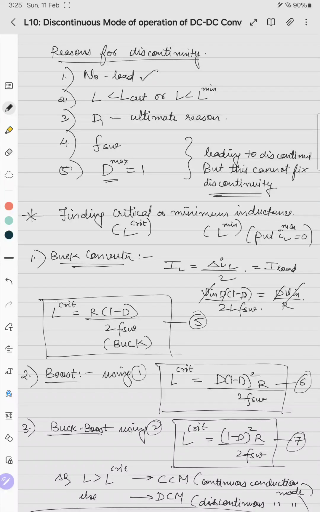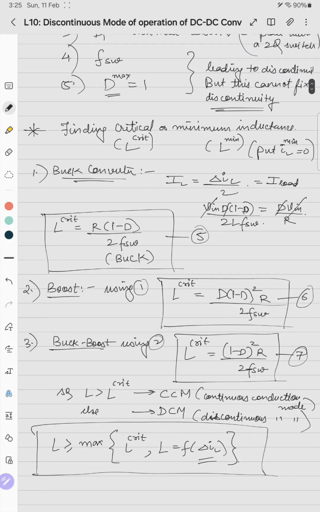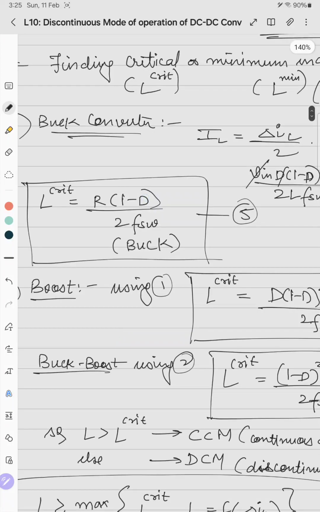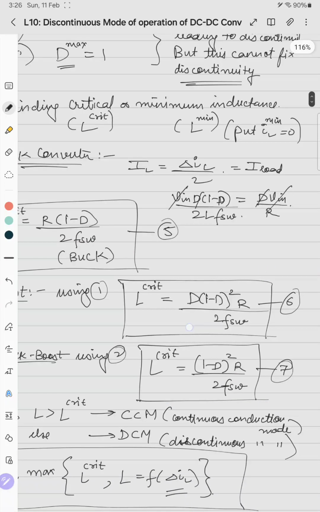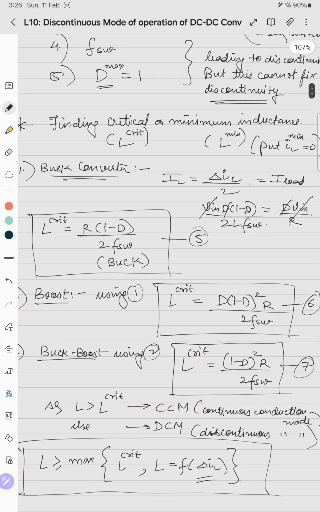So we saw this. D1, I told you, the remedy is to replace it with a 2-quadrant switch. Then there is no need to do all the analysis. Then it is F switching. As you know, L critical is a function of F switching, or R minimum is a function of F switching. So if you increase the switching frequency, what happens for all of the 3 converters, it is inversely proportional. Let's say that R is constant and we are only seeing F switching. So as we increase F switching, the L critical will decrease.